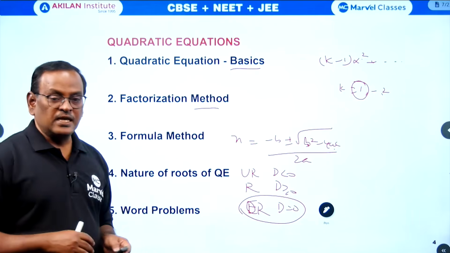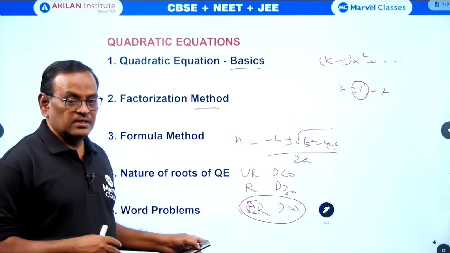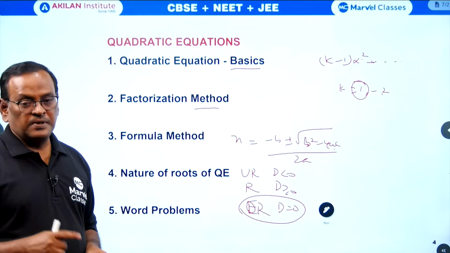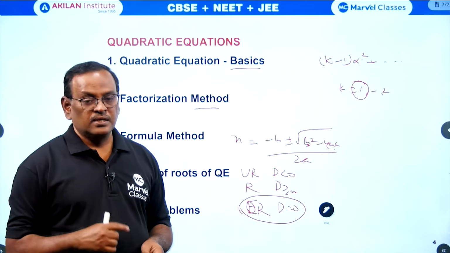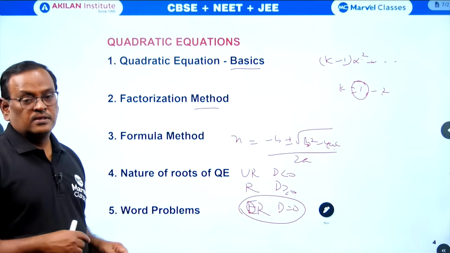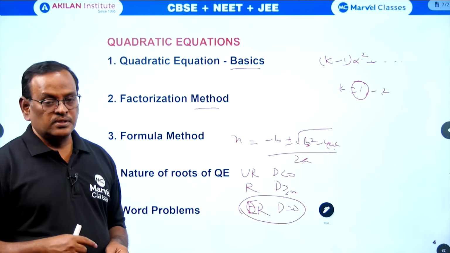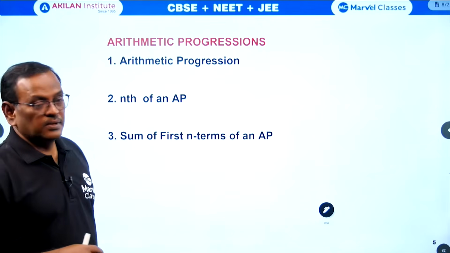So one of the chapters which has a huge collection of concepts is quadratic. You can expect a 5 mark question or 3 marks or 2 marks, and at least 1 or 2 1 mark questions. And the next very big chapter is arithmetic progression.